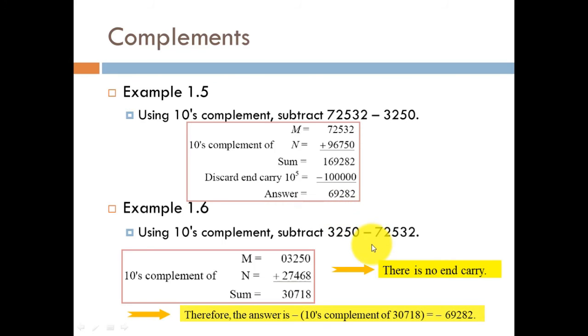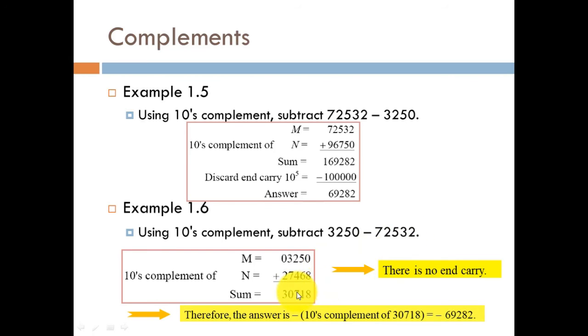Here you can see that the value of capital M is less than the value of capital N. The value of M turns out to be 03250, and we need to take the r's complement, or tens complement, of this number. We subtract all these digits from 9 and add 1. This is how we calculate the tens complement.